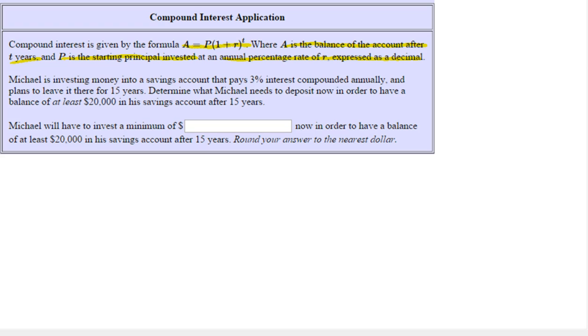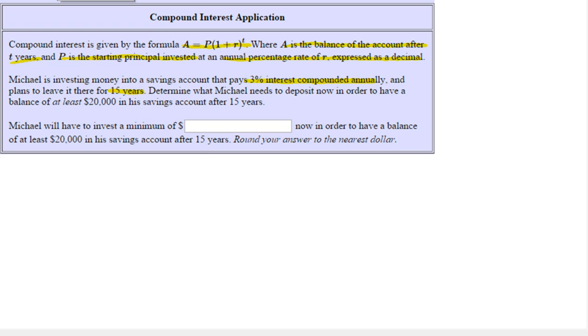Now they're going to give us some values. So Michael is investing money into a savings account that pays 3% interest compounded annually, and he plans to leave it there for 15 years. So this is given information.